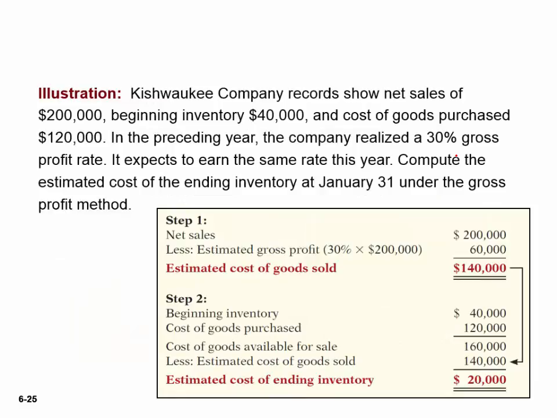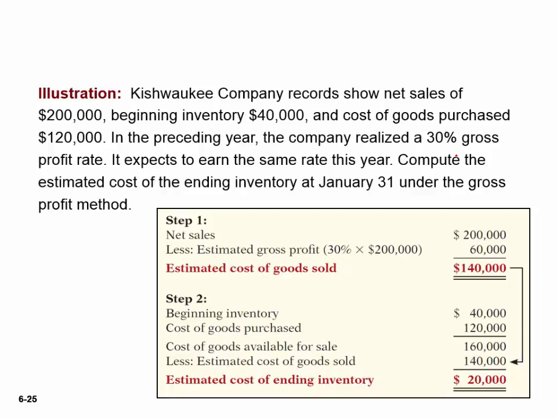So we take our net sales and then our estimated gross profit. They tell us in this problem that last year their gross profit was 30%. So if this year their sales are 200,000, then they think their gross profit this year will be 60,000, right? Sales minus gross profit equals my cost of goods sold, because sales minus cost of goods sold gives me gross profit.